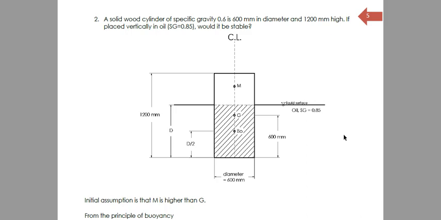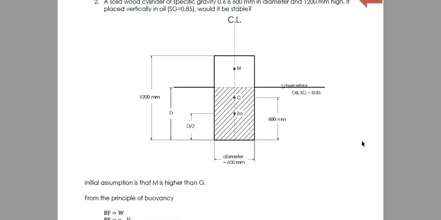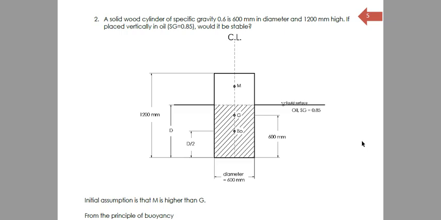Okay, so that's it. So our initial assumption is that M is higher than G. We will discover later if that is true. So based on our figure, M is higher than G. We'll try to discover that later. Okay. So again, para malaman natin if stable or unstable yung solid wood cylinder, we need to solve for MBO and GBO. Ayan, pag-ulit lang. Solve lang natin yung MBO and GBO.